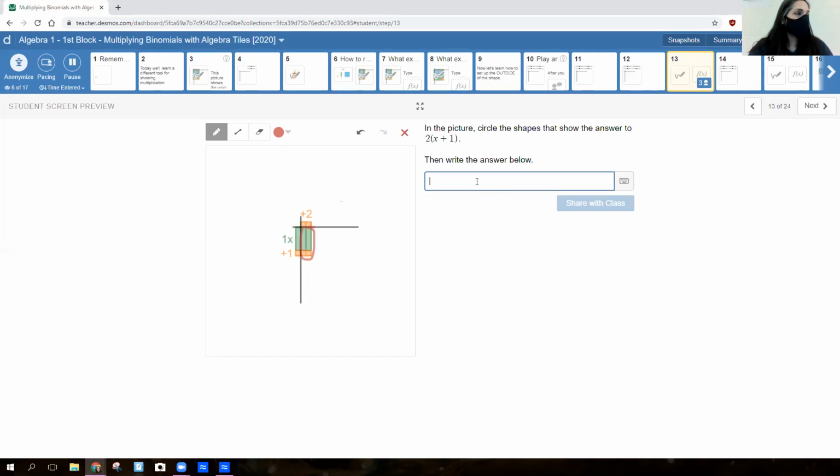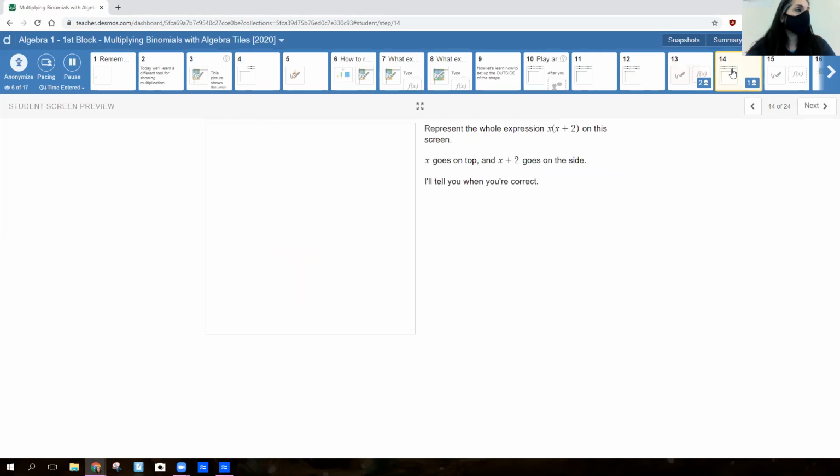Good, perfect. 2x plus 2 is correct. So the 2x comes from the 2 green tiles and the plus 2 comes from the little orange unit tiles. Perfect. Let's go on to slide 14. Now you do this one on your own. You are going to represent x times x plus 2.